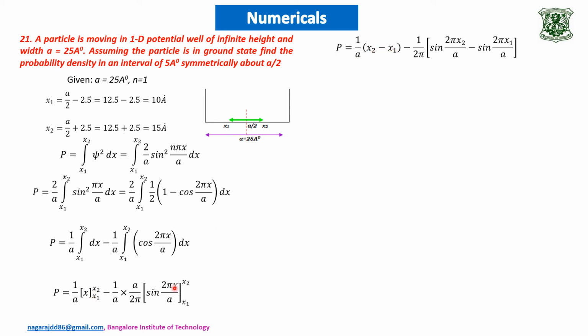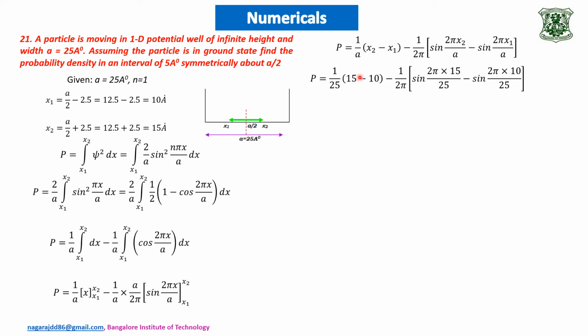Even here also, in the place of x I write x2, and in the place of x I write x1. So I apply the limits. a is the width of the well. x2 upper limit, that is 15. x1 lower limit, that is 10. Well, substitute. Keep on simplifying.